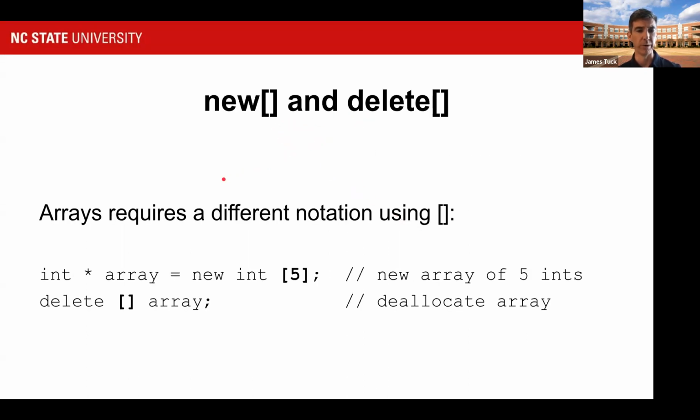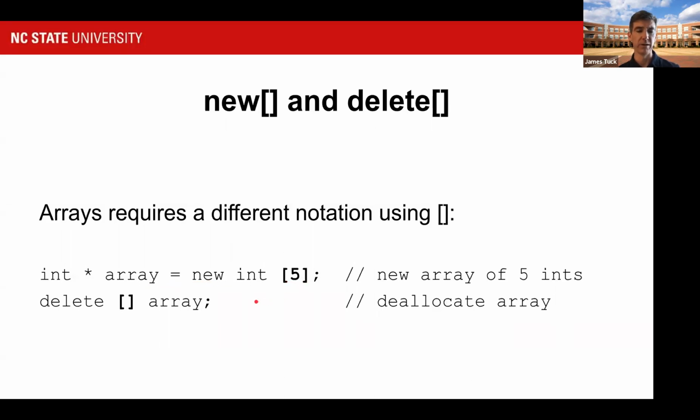When we want to make an array, then we need to use these brackets in addition to the new and delete keyword. So if I want to make an integer array, then I have to add the brackets after the type that follows new, so new int, and then the brackets mean I want an array, and then the number inside the brackets means how big I want the array to be. So I would read this as int star array equals an int array of size 5.